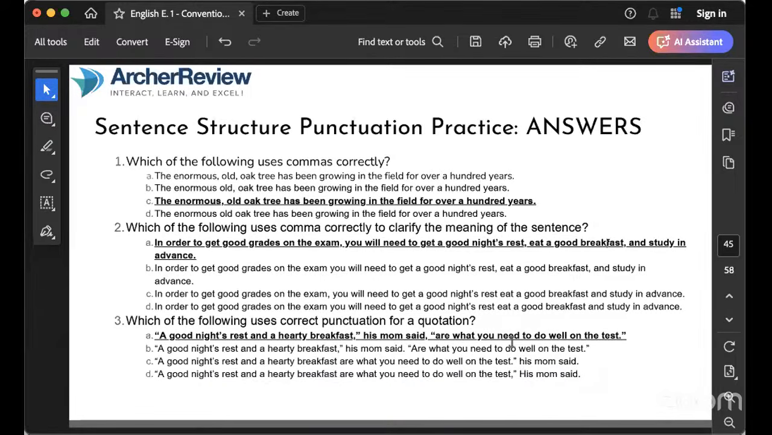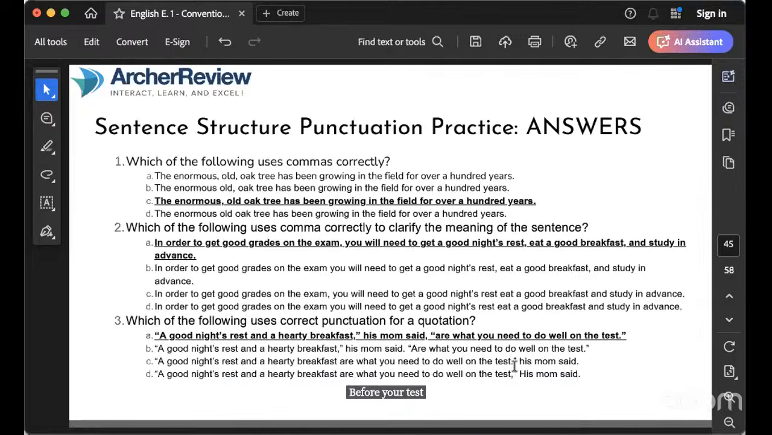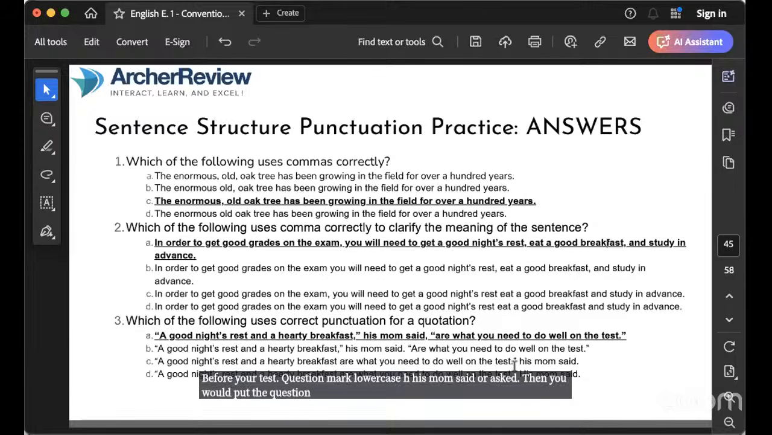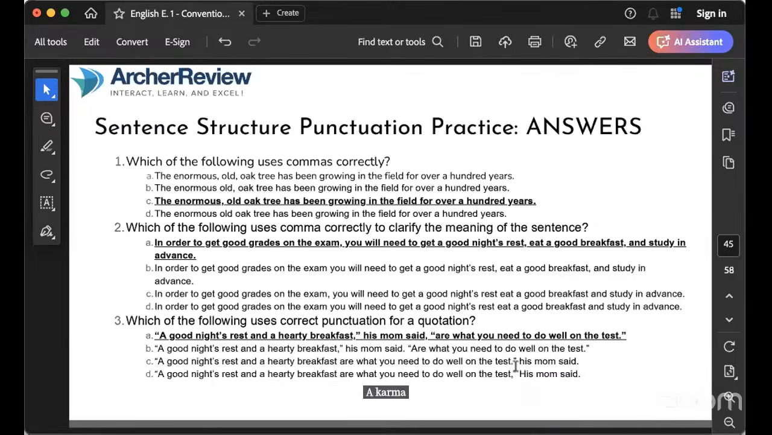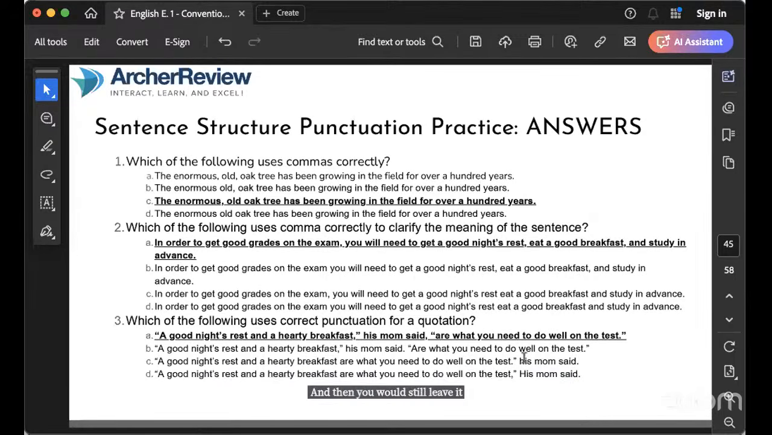Okay. So yeah. So say it was a question. Did you get a good night's rest and have a hearty breakfast before your test? Question mark, lowercase h, his mom said or asked. Then you would put the question mark, or then you would put the exclamation mark, because remember, those two override a comma. A comma is going to override a period, but an exclamation mark or a question mark is going to override a comma. So you would put those here, and then you would still leave it lowercase for his.